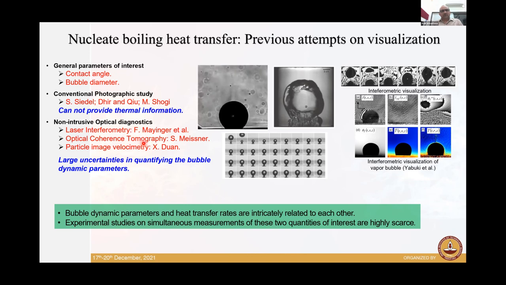In order to circumvent this, some researchers have gone on to use laser interferometry. These are the standard interferograms, but even if you are able to deduce the temperature distribution, the appearance of these densely spaced fringes makes it difficult to accurately track the bubble interface. So it has its own limitations, and of course there are always large uncertainties in quantifying the bubble dynamic parameters. Bubble dynamic parameters and heat transfer rates are intricately linked to each other, because it all depends on the rate at which the phase change is taking place, and the rate at which the bubble is departing and scavenging. So experimental studies on simultaneous measurements of these two quantities of interest are highly scarce.